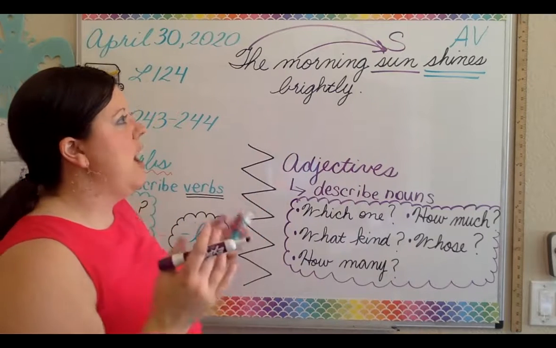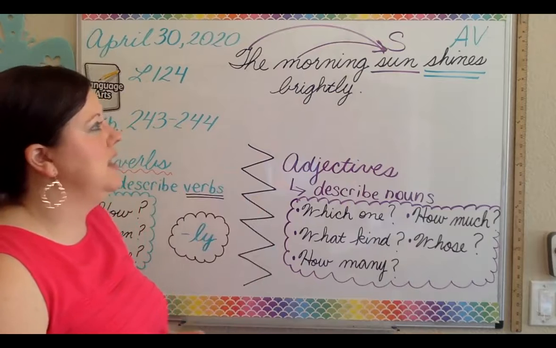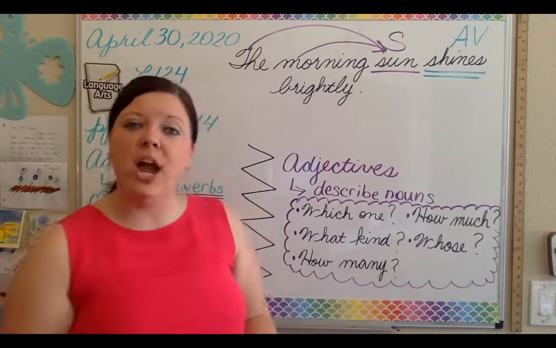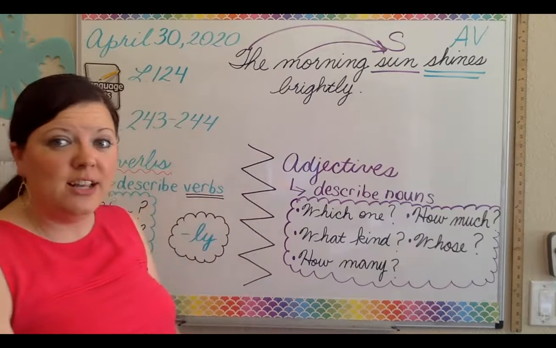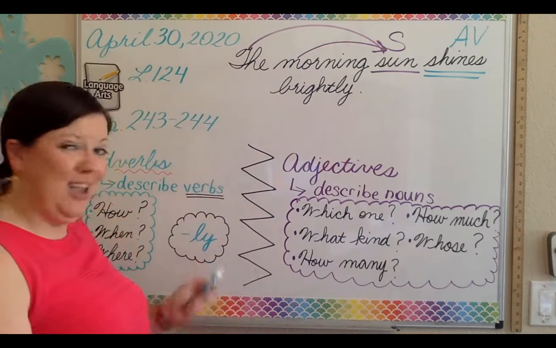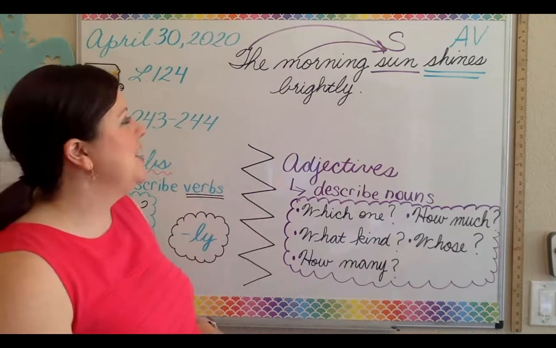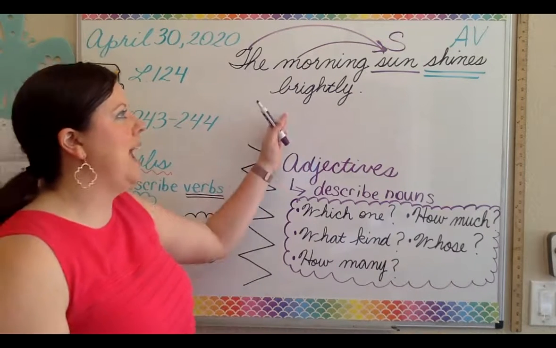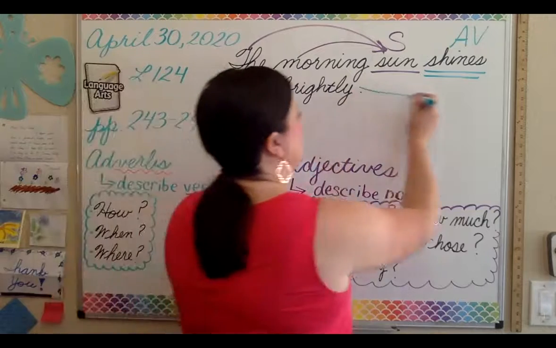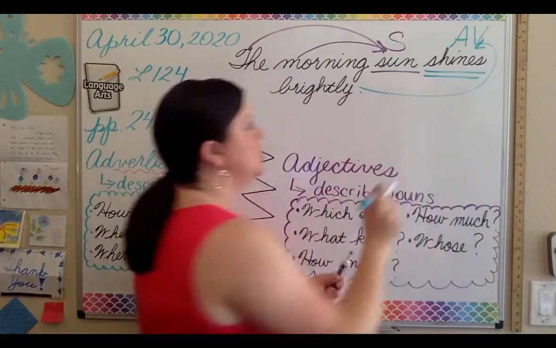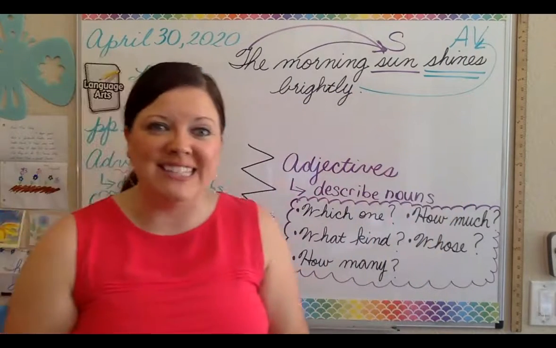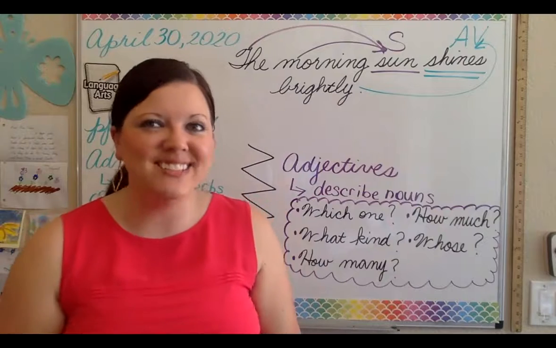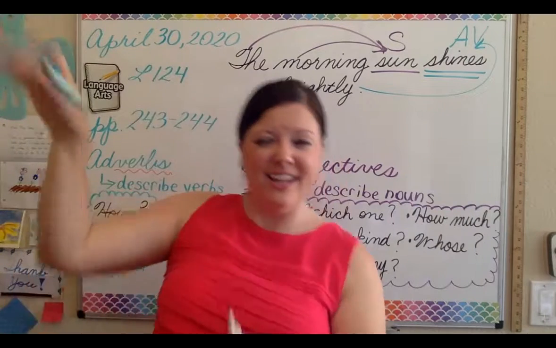Now I wonder if there's a word that tells us, well, how is it shining? Do you see a word, especially a word that ends with an ly? The morning sun shines brightly. Brightly is our adverb describing the verb shines. It's telling us how the sun is shining. Brightly, do a little dab there.